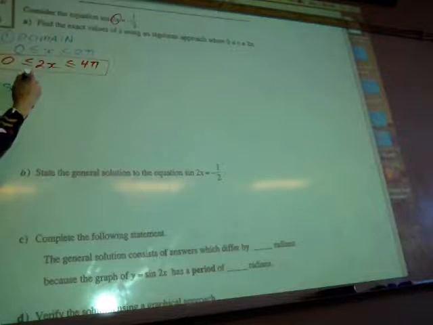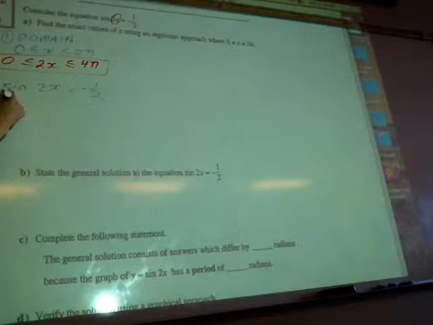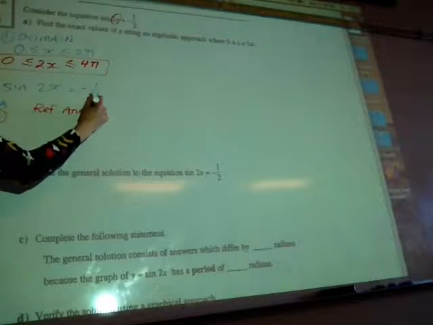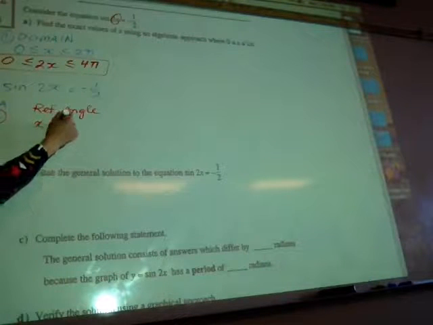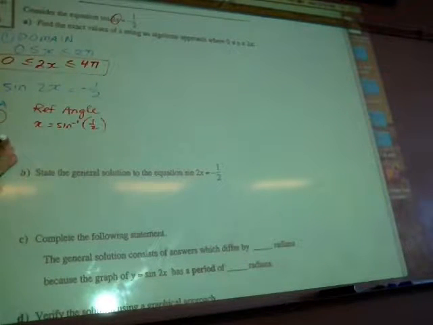Step 2, sine 2x is equal to negative 1/2. So using the CAST rule, we've got to figure out what our solutions will be given the reference angle. So sine is negative, that means we have solutions in quadrants 3 and 4. And your reference angle, you can just go x is equal to inverse sine 1/2, or we can use our special triangles. And we get 30 degrees.